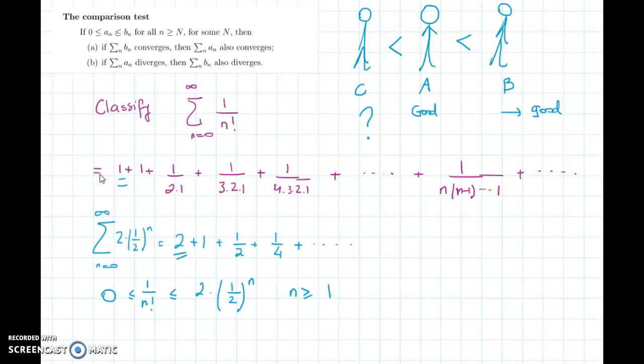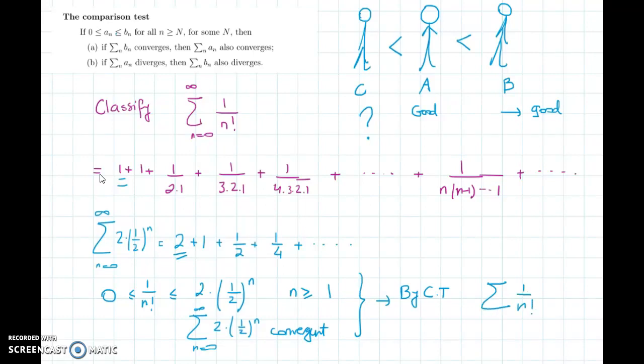But this geometric sequence we are considering over here has an associated series that is convergent because the ratio is a half, so in absolute value it is less than 1. So by the comparison test, CT, the series with the factorials that we wanted to classify, summing from 0, also converges.